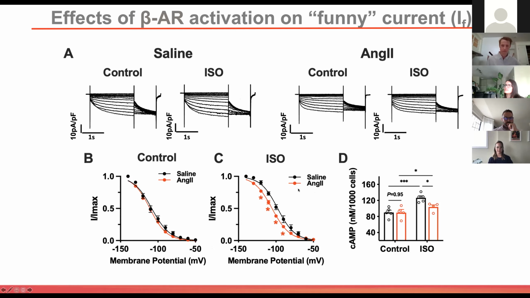And because these are dependent for their gating on cyclic AMP, we also measured cyclic AMP generation from the sinoatrial node in both groups. We can see that in response to isoproterenol, we also get a reduced increase in cyclic AMP generation.